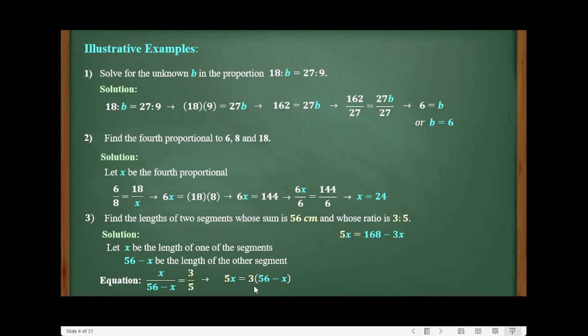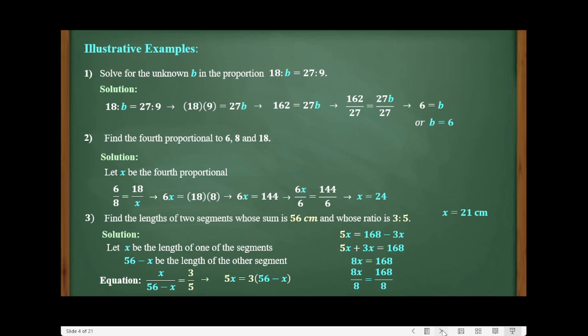So on the right side, we apply the distributive law. And then negative 3x transposed to the left, so that the equation becomes 5x plus 3x is equal to 168. The left side becomes 8x, which is equal to 168. So divide both sides by 8, so that the value of x is equal to 21.